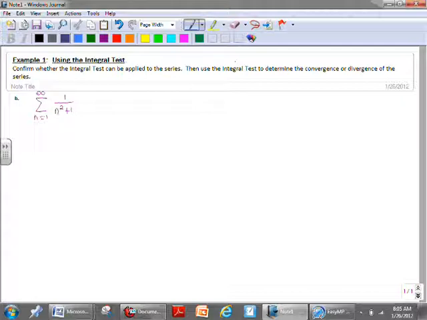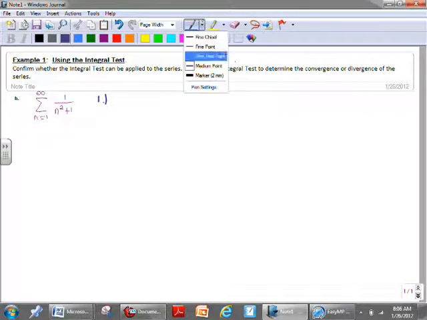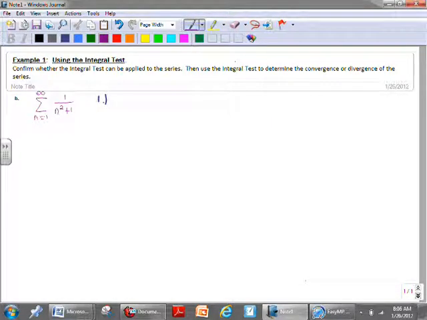And if you've done a little bit of research on the integral test up to this point, hopefully you've determined that there are 3 different criteria that have to be met in order for the integral test to indeed work. And the first of which is to determine whether or not the 1 over n squared plus 1 in this case will take on a positive value for n being greater than 1.